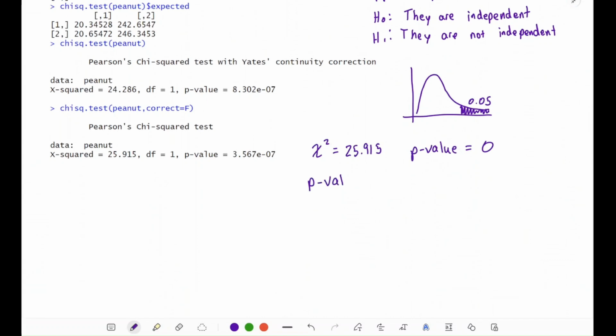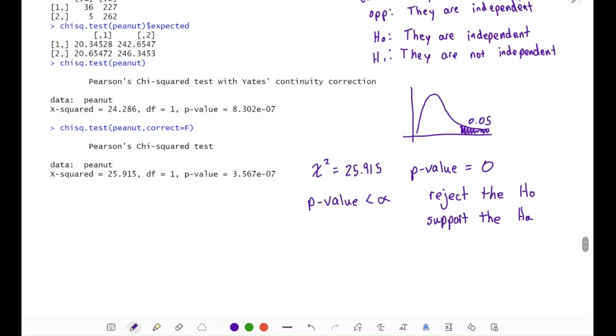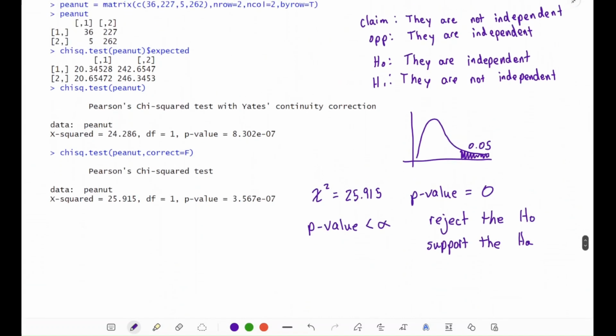So the p-value is less than alpha. So we reject the null and support the alternative. So basically, there is an association between peanut exposure and peanut allergies later on in life. And comparing the expected values to the observed values, it would seem peanut exposure lowers your chances of getting peanut allergies.